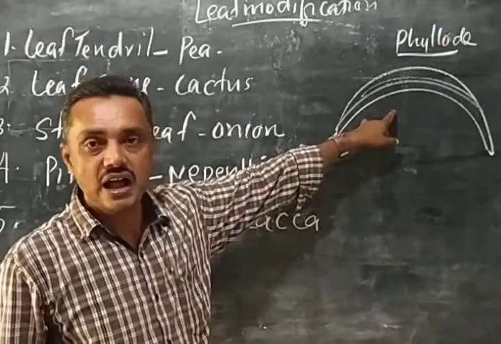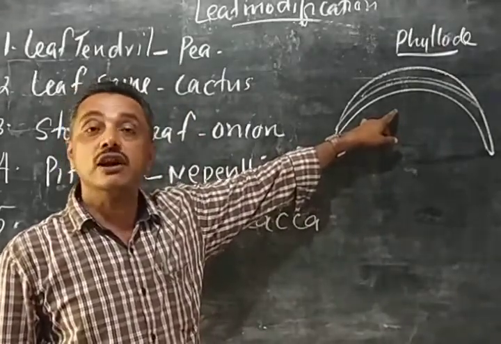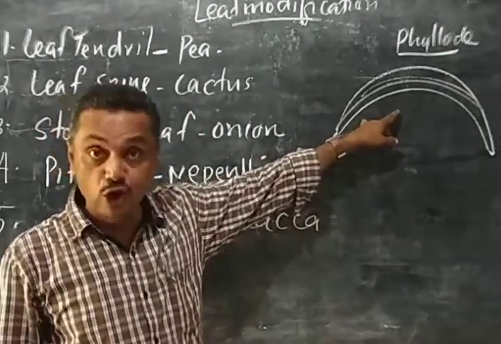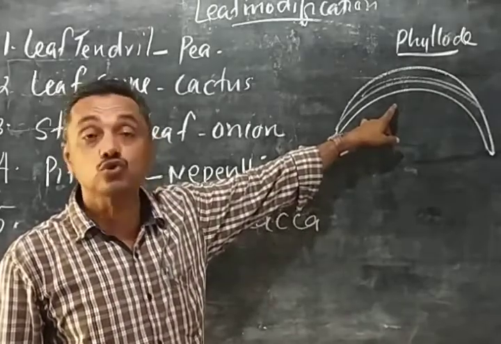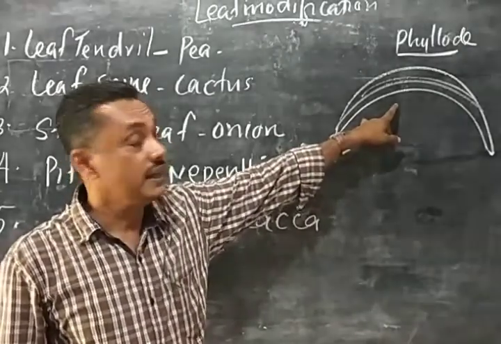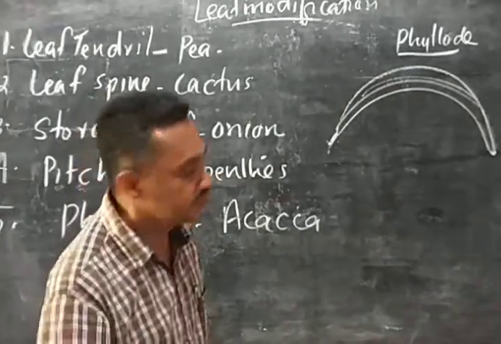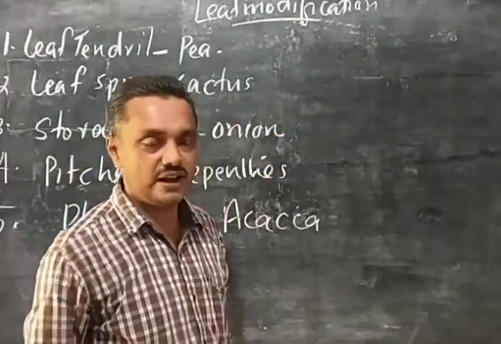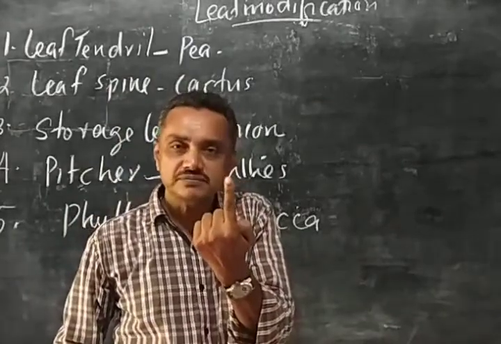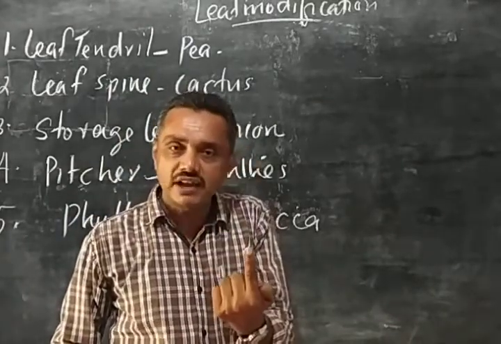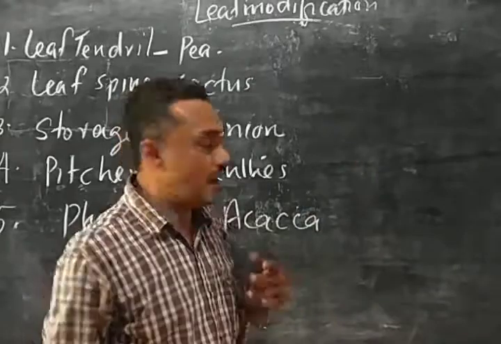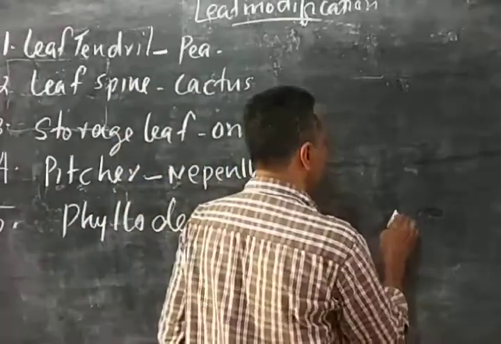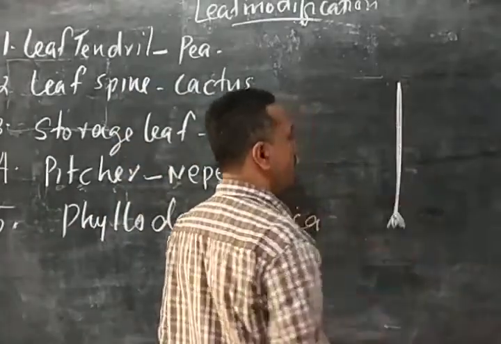In acacia, they are not actual leaves. They are called phyllodes, and they are for photosynthesis. Here, the rachis is modified. I will draw a diagram of the small acacia plant clearly. Are you seeing the small plants of acacia? This is not a leaf. For your information, I will draw a small acacia plant.